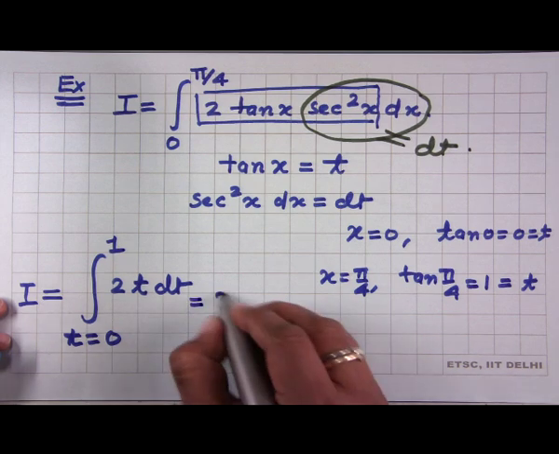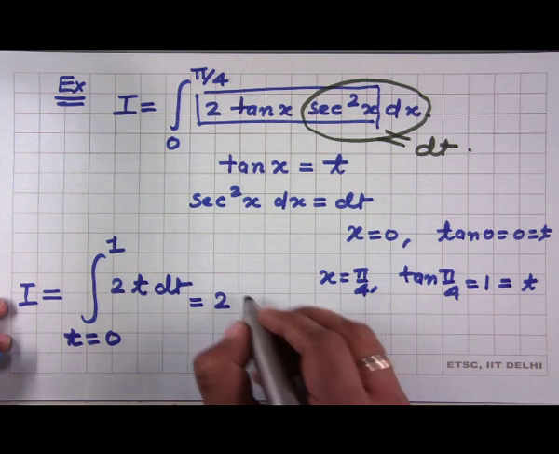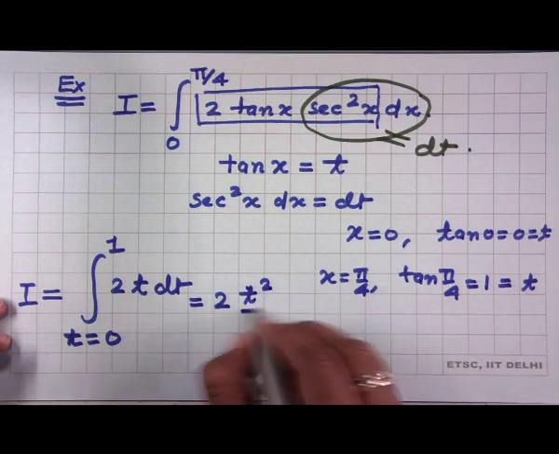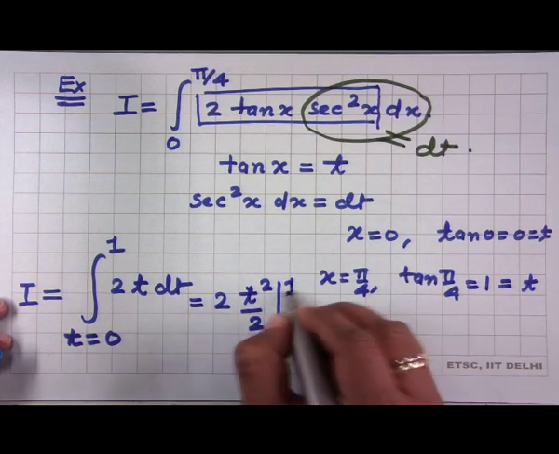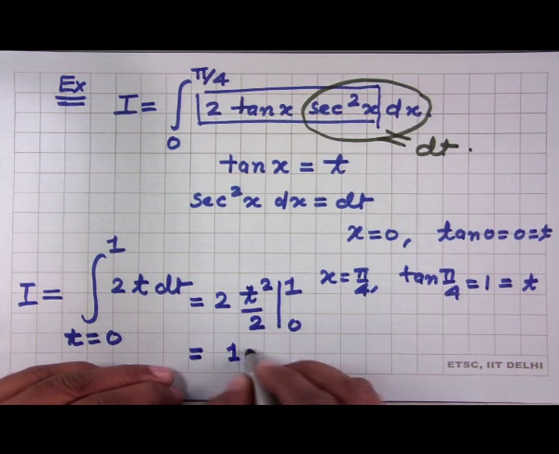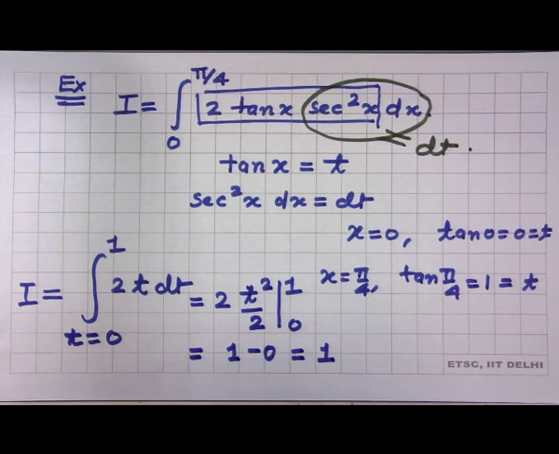Now, you know the antiderivative of t is t square by 2. So the value of the integral will be 1 minus 0, which equals 1. The trick that we have applied is known as the method of substitution.